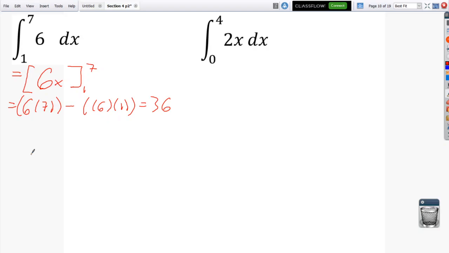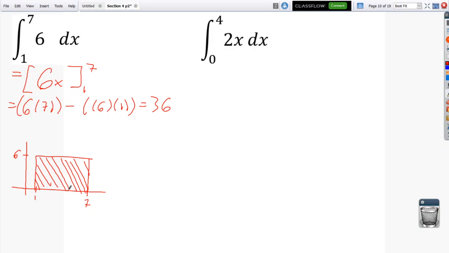Or we could also look at this geometrically, realizing that the graph of 6 is just a horizontal line at a height of 6 running from 1 up until 7. So there's my function right there, drawing in my limits like we've been doing this chapter, and shading in the area that we're talking about. Again, remembering that the definite integral just means the area under the curve between those two limits. All of a sudden I see that I've got a rectangle.